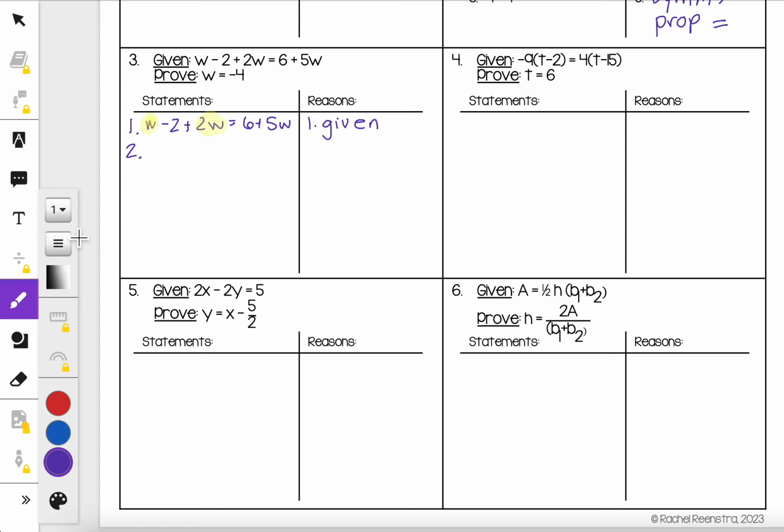This is a little tricky. When I am combining like terms, even though I am technically adding w plus 2w, this is not the addition property of equality because I'm not adding something to both sides of my equation. I'm just saying that w plus 2w is the same thing as 3w. So this is actually an example of your substitution property.